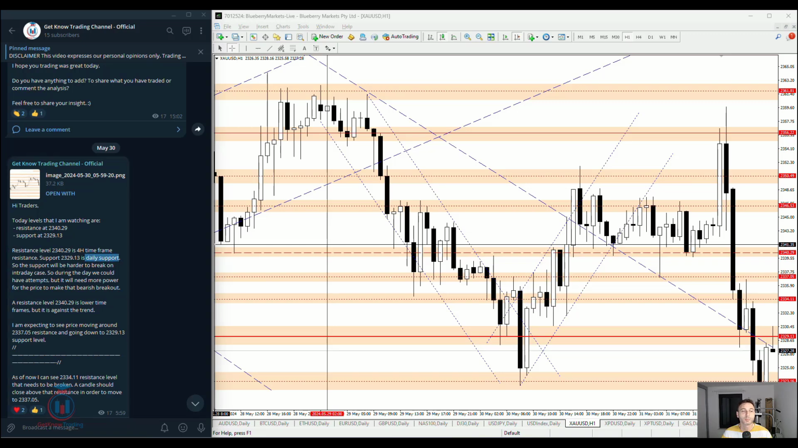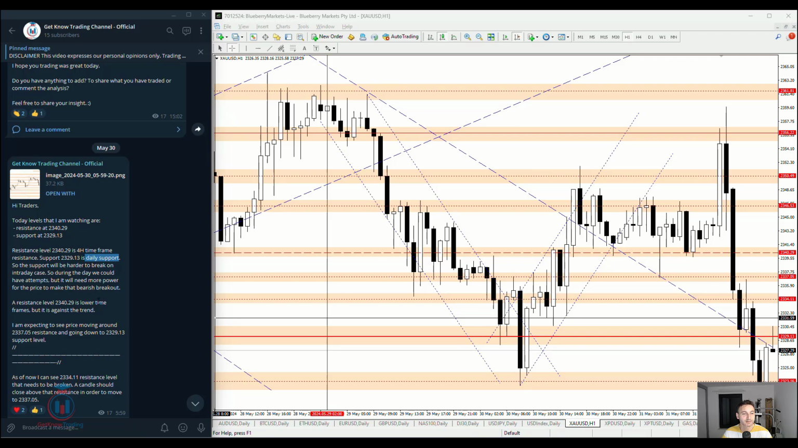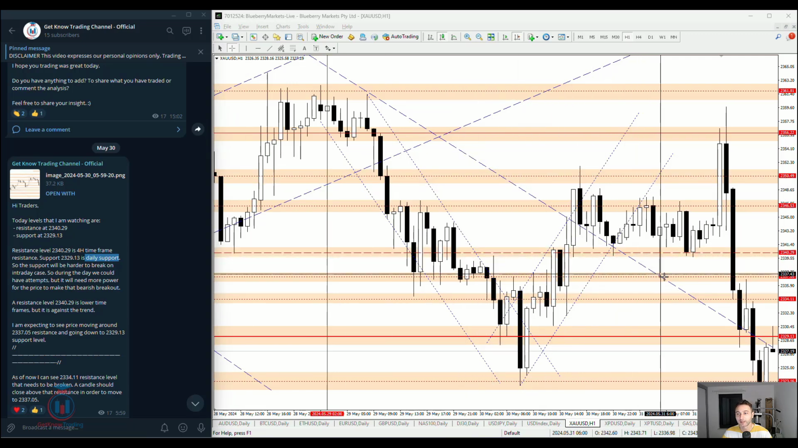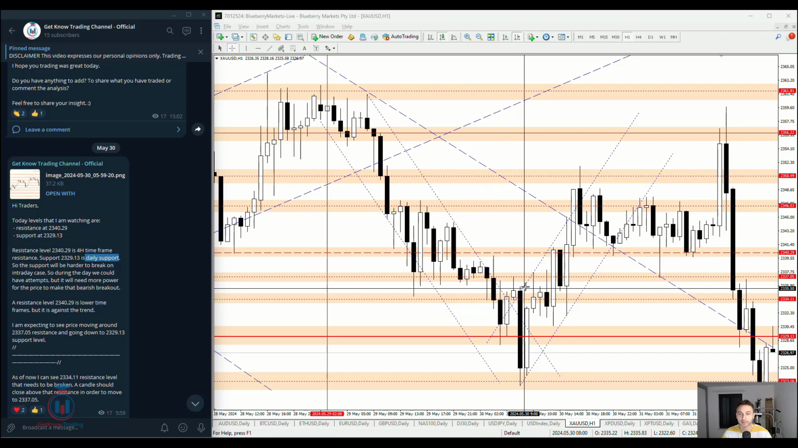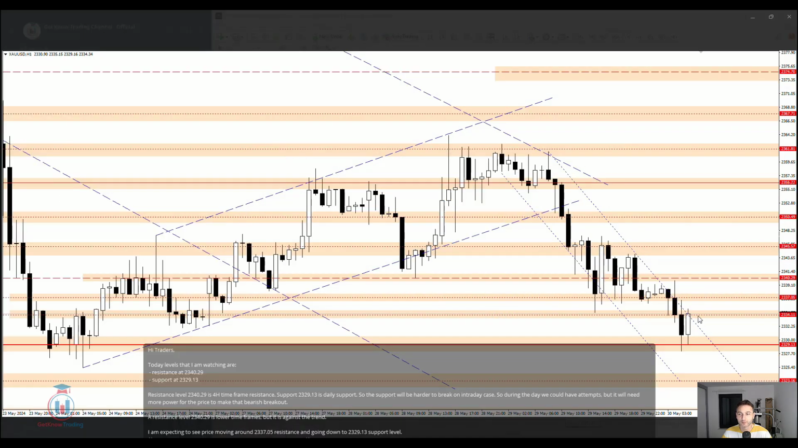So the support will be harder to break on the intraday case, so it will be very hard to make a breakout to the downside. Our resistance is a lower time frame, but it is against the trend because we have a downtrend. We can see a trend line here. And then I am expecting to see the price moving around the 2337 resistance and going down to 2329.13. So I was expecting that the price would return back up. Just remember that we started from these 2 candles.